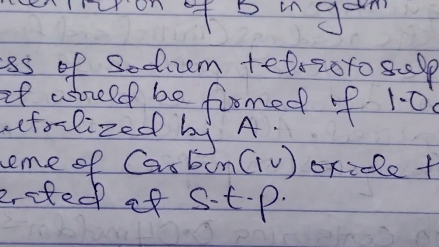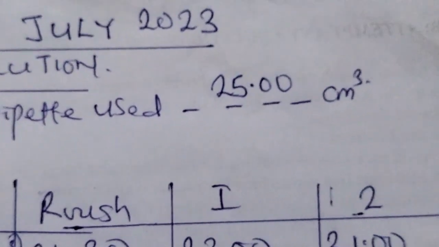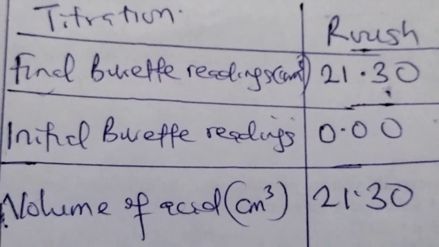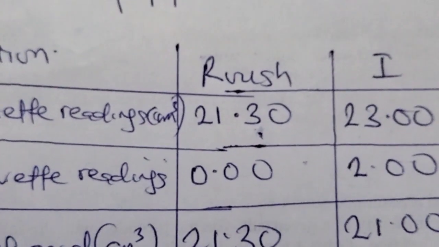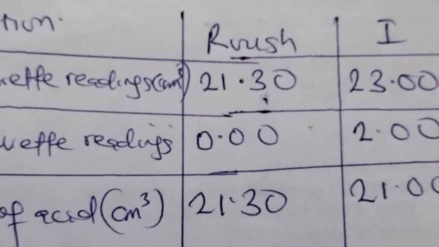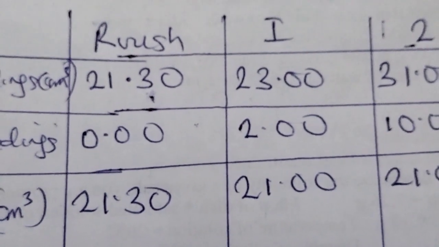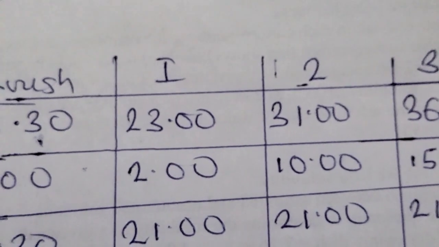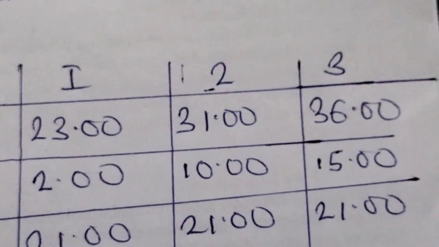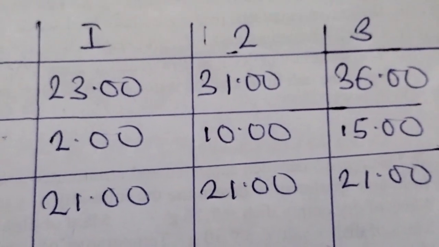Before we go to question 2, let's look at the solution to question 1. Looking at the final solution, the volume of pipette used is usually 25.00 cm³. Then we have the results: titration, final burette reading, initial, and volume of acid used. On the rough column, the final burette reading is 21.30, initial 0.00, volume of acid used 21.30 minus 0, giving 21.30. On the first column, the final is 23.00, initial 2.00, then the volume of acid used is 23 minus 2, giving 21.00. Second column, final is 31.00, initial 10.00, volume of acid used 31 minus 10, giving 21.00. Third column, the final reading is 36.00, initial 15.00, then the volume of acid used is 21.00.